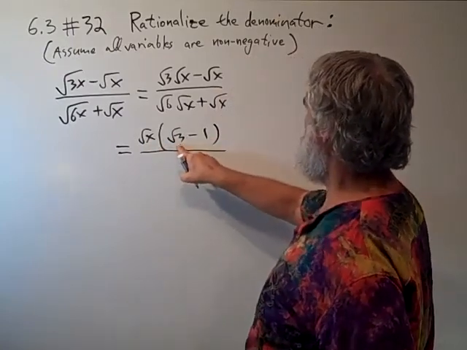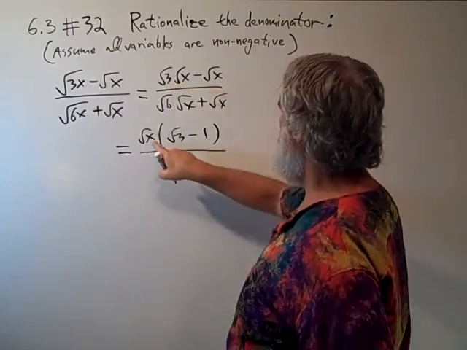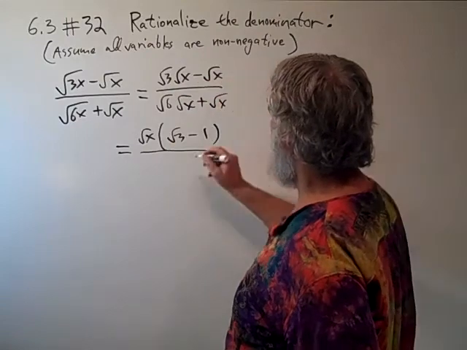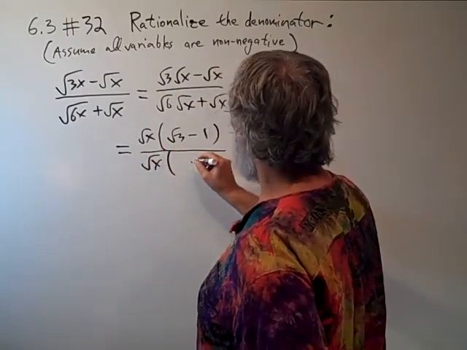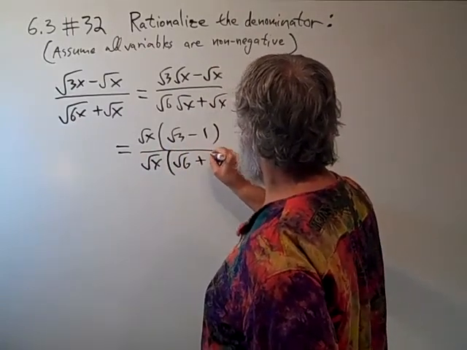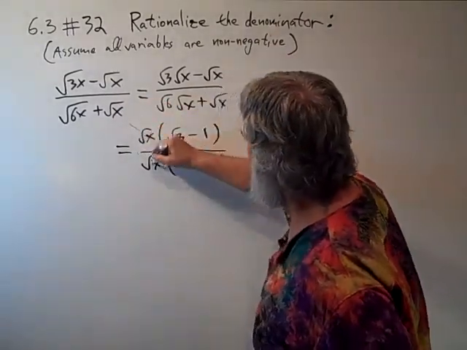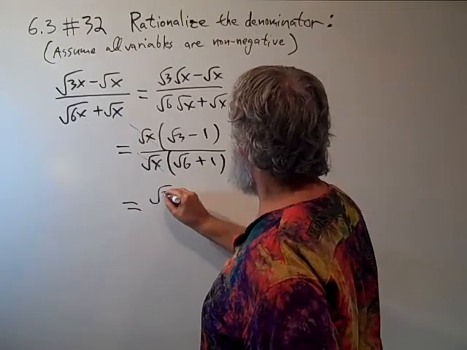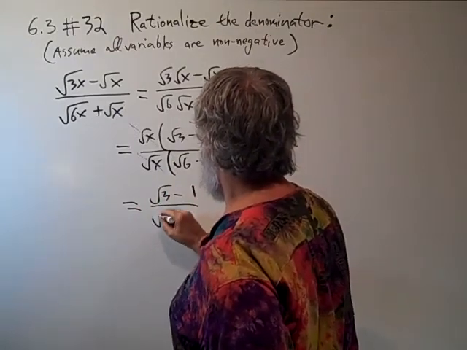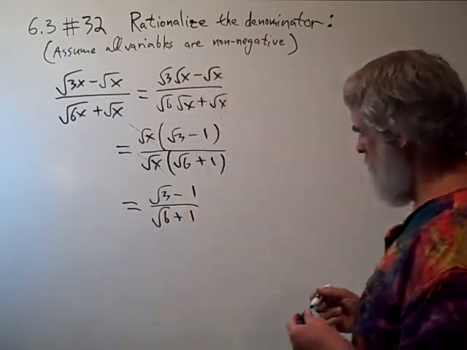Radical 3 times radical x is radical 3x. Radical x times negative 1 is negative radical x. So factoring out a radical x downstairs, we're left with radical 6 plus 1. The radical x's then cancel out, so we're left with radical 3 minus 1 divided by radical 6 plus 1.